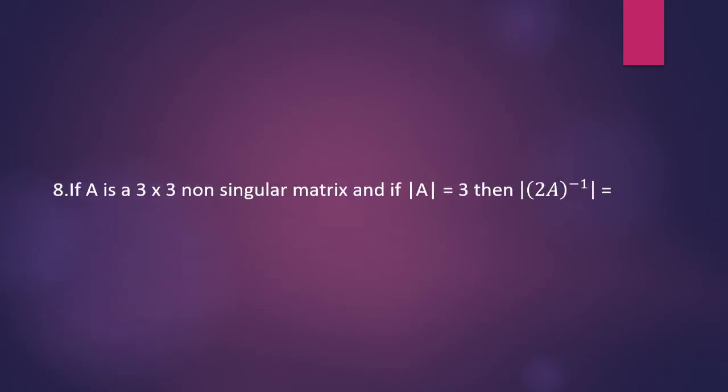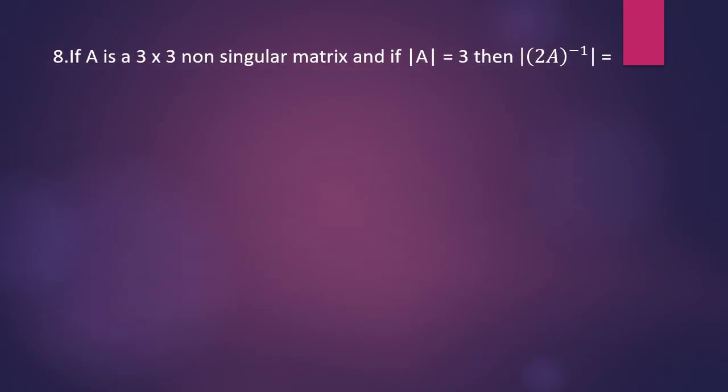The next question will be, if A is a 3 by 3 non-singular matrix, if determinant A is equal to 3, then determinant of 2A whole inverse is equal to. So these are the four options here. Non-singular matrix implies determinant of that matrix is not equal to 0. So by seeing this, we can clearly say that A is a non-singular matrix.